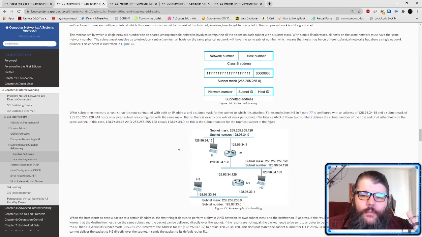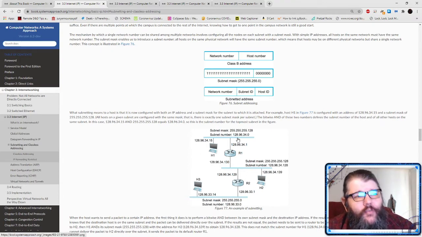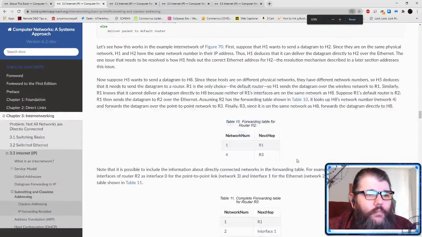So we've talked about IP addresses. We've talked about how they are 32 bits long, a word size long. In general, you can think of that as 32 bits, and those bits are a series of ones and zeros. Now, we often see IPv4 addresses as four numbers dotted together. So you can see here an IP address like 128.96.34.15.